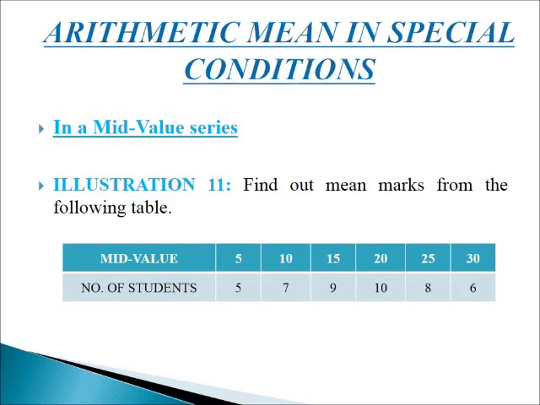The next special condition is arithmetic mean in a mid-value series. When mid-values are given, then the series is to be converted into an exclusive series, that is, class intervals are to be formed on the basis of exclusive method. Methods of finding class intervals when mid-values are given. Let us understand this with the help of the following illustration. We have to calculate mean mark from the following table. In this table, mid-values are given and number of students are given.